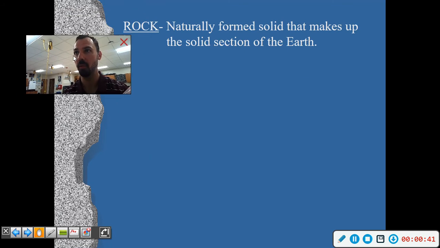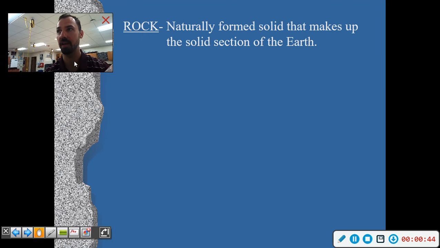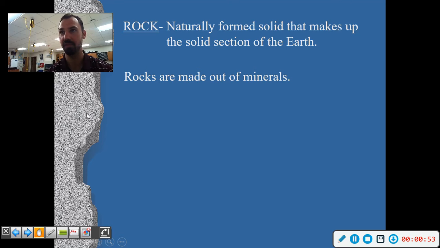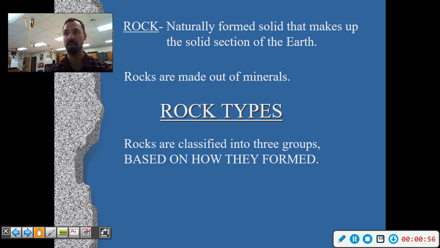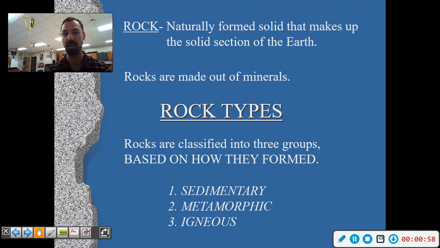Okay, so a rock is basically defined as a naturally formed solid that makes up the solid section of the earth. Rocks are made out of minerals, and there are three major rock types, which remember are classified on how they're formed. We have sedimentary, igneous, and metamorphic rocks. Very different in the way they form. They form in different places as well, which we will focus on in the next set of notes on the rock cycle.